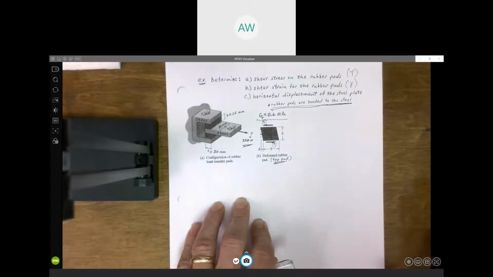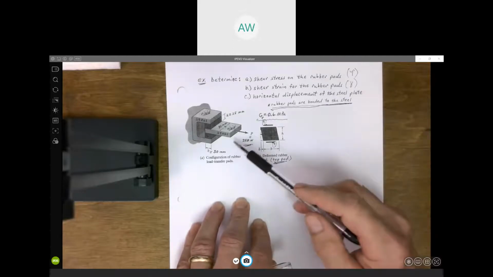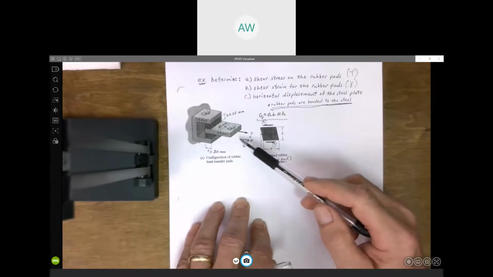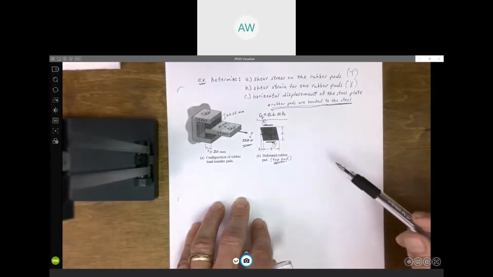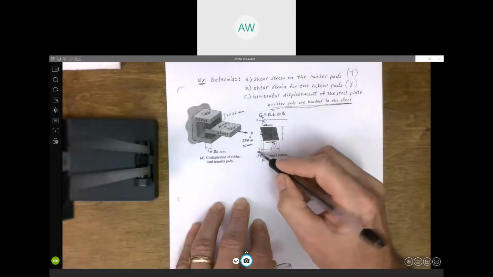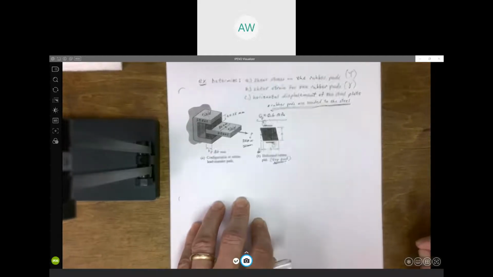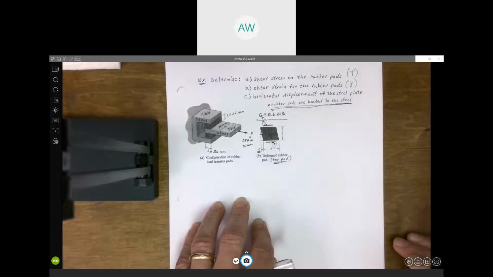And then finally, the third part wants to know what's the horizontal displacement of the steel plate. Well, the steel plate can only move as far as the rubber pad is deformed. So basically this horizontal distance delta, that's how much the steel plate's going to move. So those are the three things we're after.